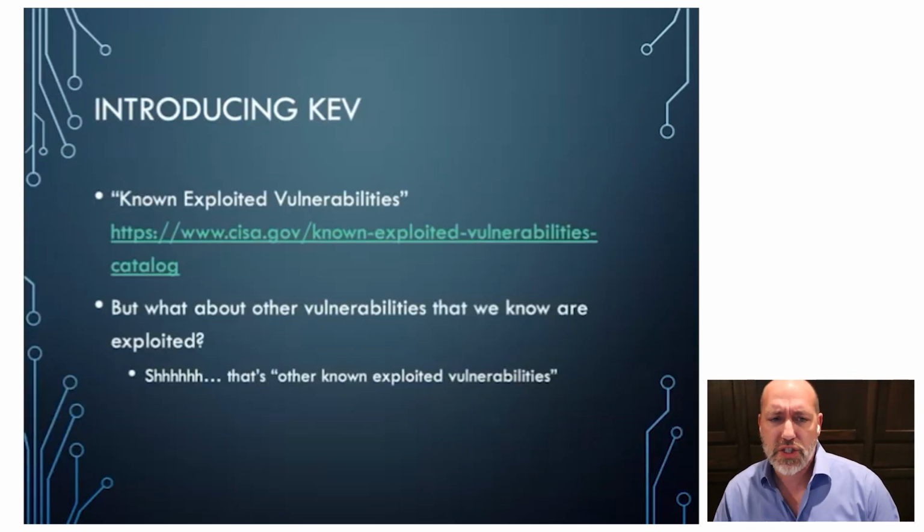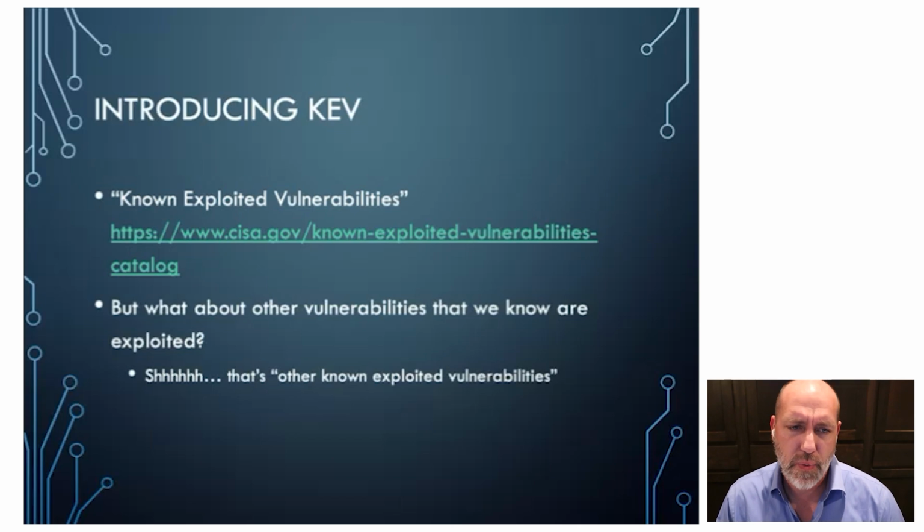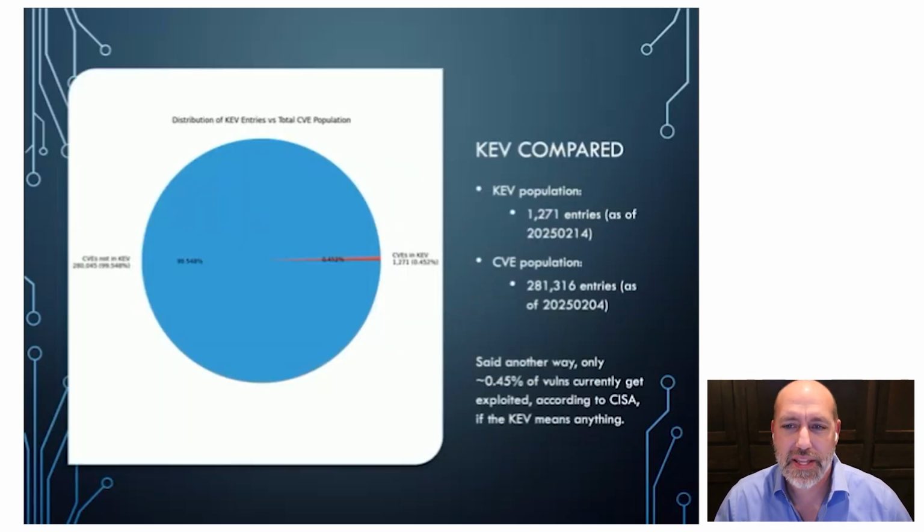So KEV is supposed to be an answer to some of these problems. It's known as the Known Exploited Vulnerabilities. But what about the other exploited vulnerabilities that we know about? And so I really think that to properly understand KEV, you kind of have to think about it as the other known exploited vulnerabilities that are missing from KEV, and really think about it more as a slice of known vulnerabilities, and it might be out of date. We'll get to that in a minute.